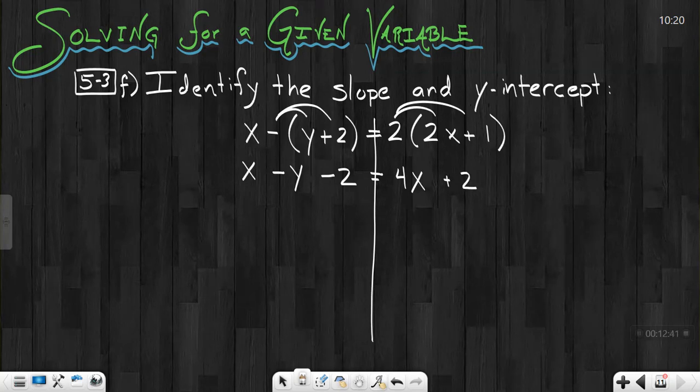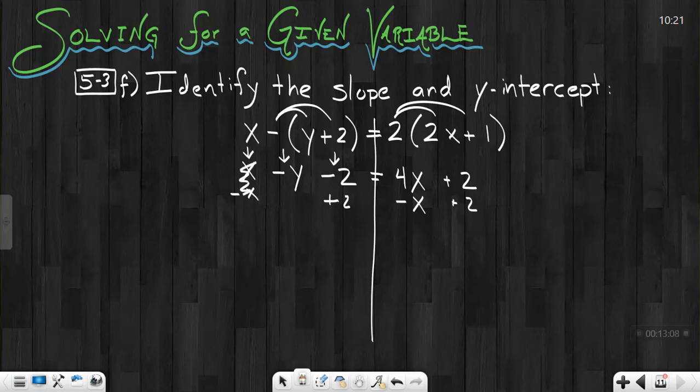Now let's continue to solve. Make sure to get all my y's on one side. Well, all my y's are already over here on the left. So what on the left does not belong? Well, I need to get rid of this x. The opposite of plus x is to subtract x from each side. But what else does not belong is this -2, the constant term. What's the opposite of -2? Well, +2. So I'm going to add 2 to both sides. That's moving all of my non-y terms to the right.